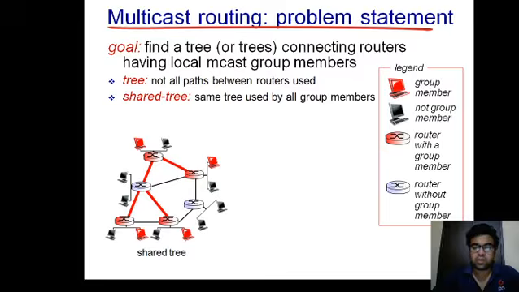Unicasting means when an individual node called source in the network sends some information, messages or data packets to an individual destination in that particular network or outside that network. That is called unicasting, when you talk one to one. The second thing is broadcasting. When in a particular network, a particular node called source would like to send its data packets or information to all the nodes present in that network, it is called broadcasting.